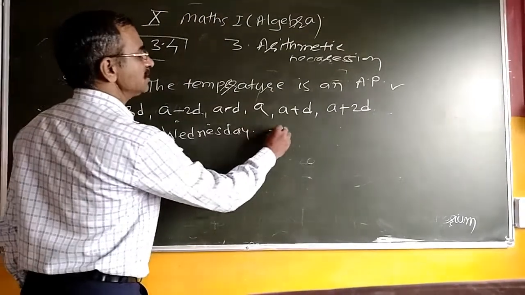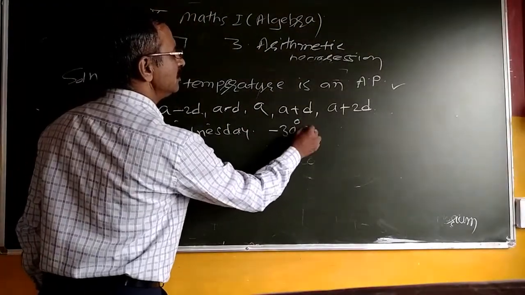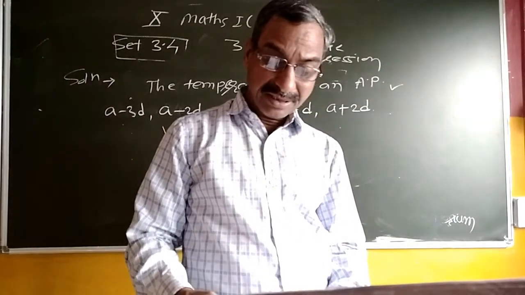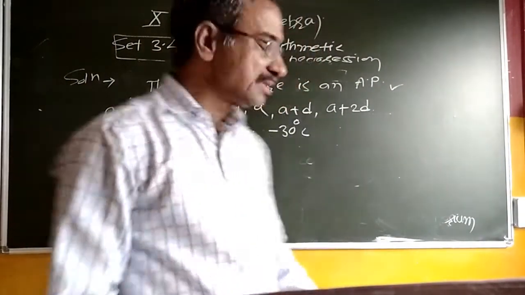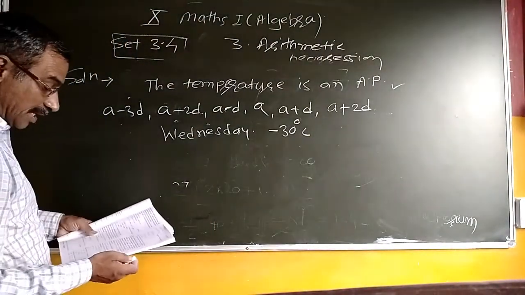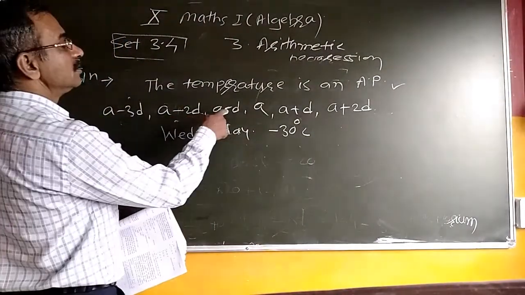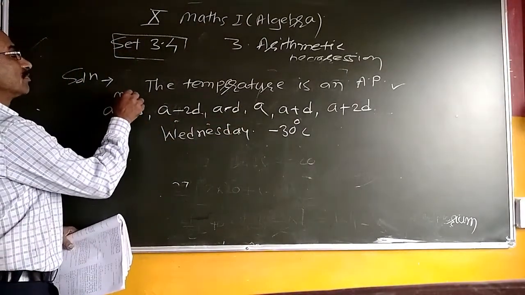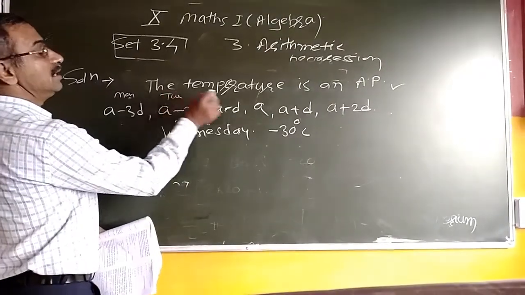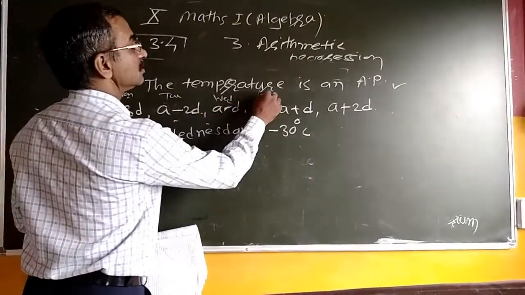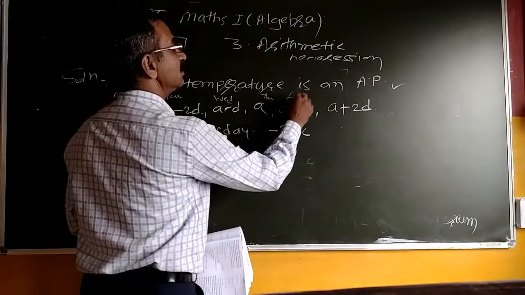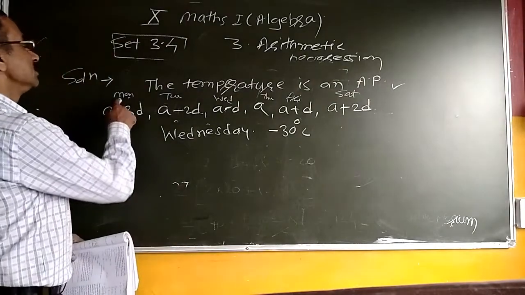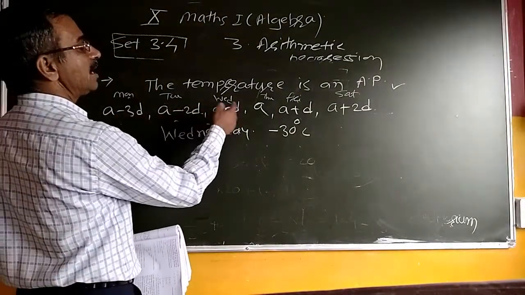Wednesday temperature is minus 30 degrees. In Kargil it is very cold. Temperature is very low, in minus. So the temperature on Wednesday is minus 30 degrees Celsius. Where is Wednesday? Starting from Monday, Tuesday, Wednesday, means A minus D. Here is Monday, Tuesday, Wednesday, Thursday, Friday, and this is Saturday. It gives us the relation between A and D.